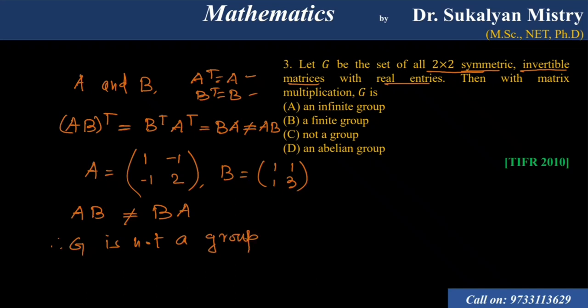Clear? So here we take two invertible and symmetric matrices A and B. So their multiplication is invertible, but their product may not be symmetric, because we know that AB transpose is not equal to AB. Clear? So option C is correct. This is not a group. So next problem.